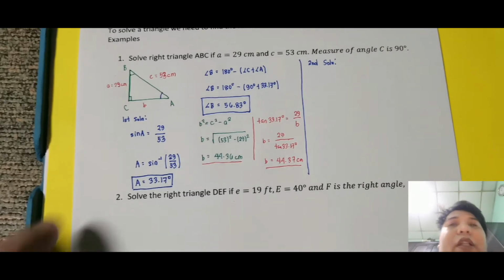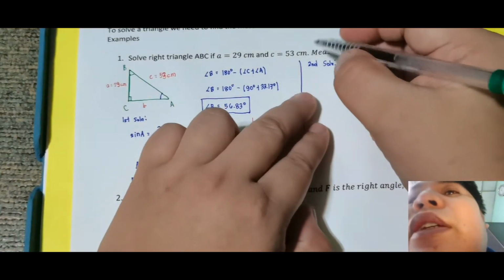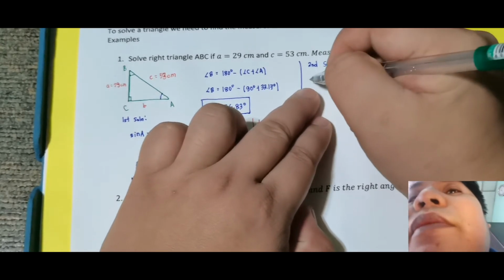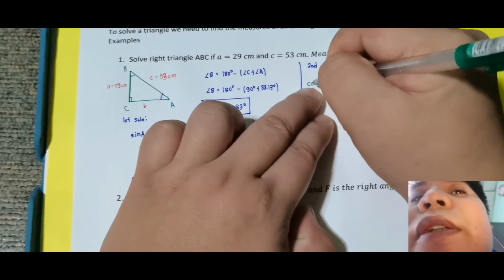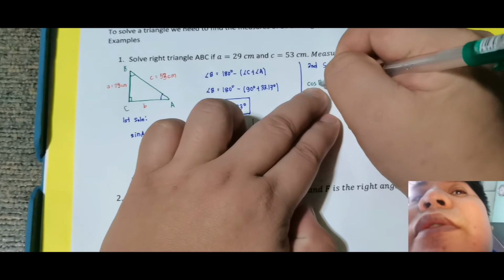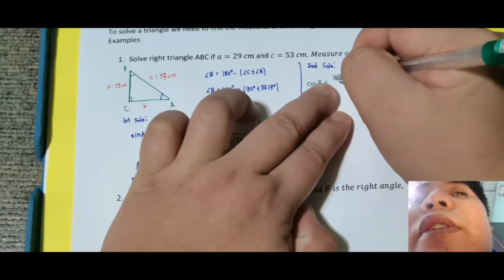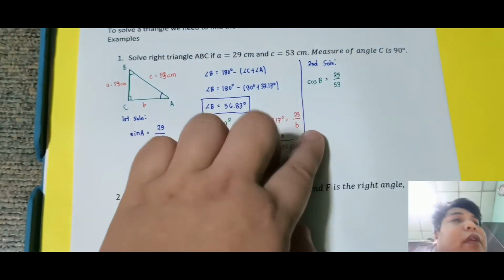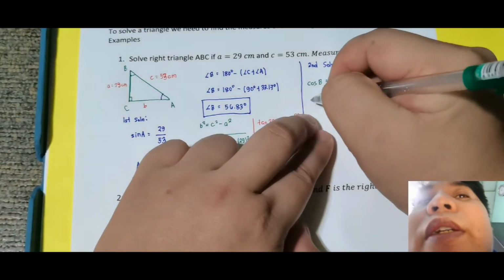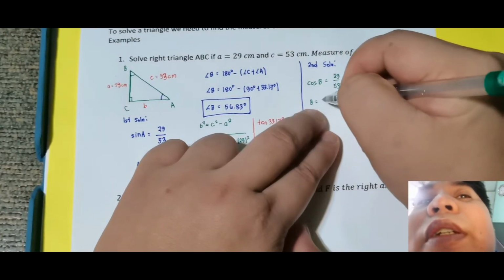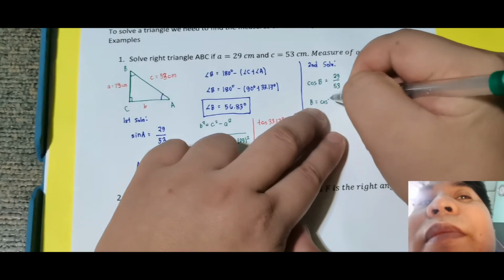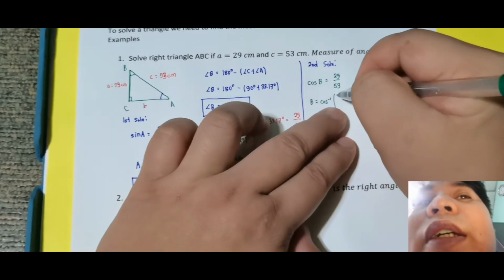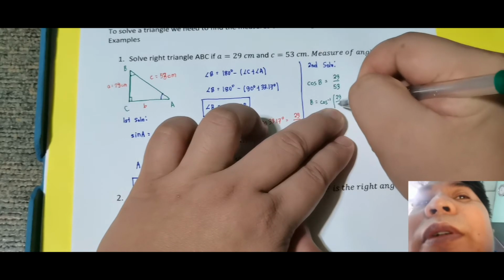Okay, so in this case, ibang kulay gagamitin ko. So cosine, gagamitin ko si cosine. So that is cosine B. So assuming hindi natin alam value, cosine B is equal to 29 over 53. Okay, next is the value B or angle B is equal to arc cosine, okay, that is arc cosine ng 29 over 53.